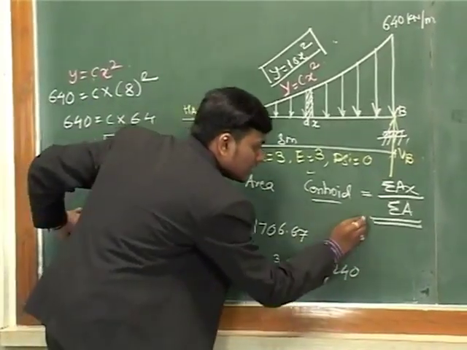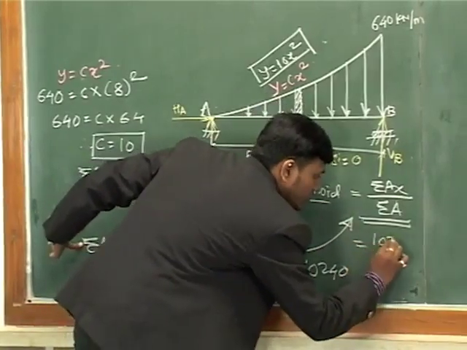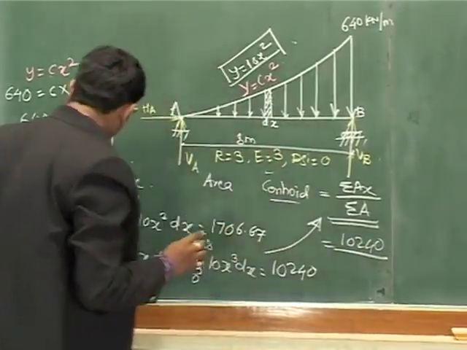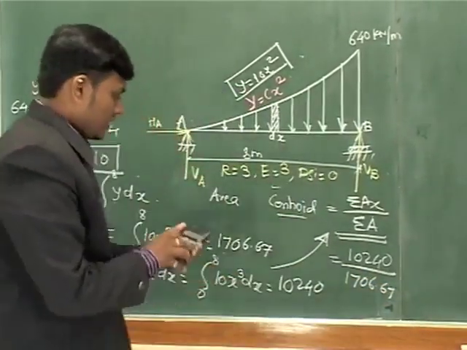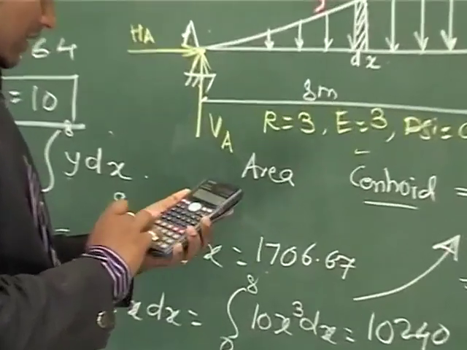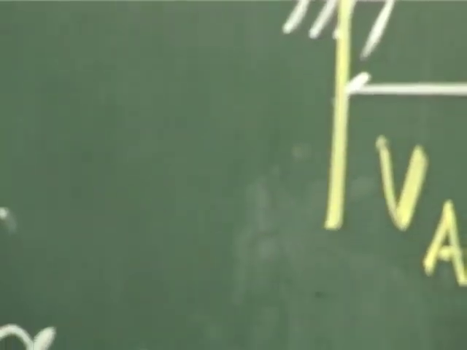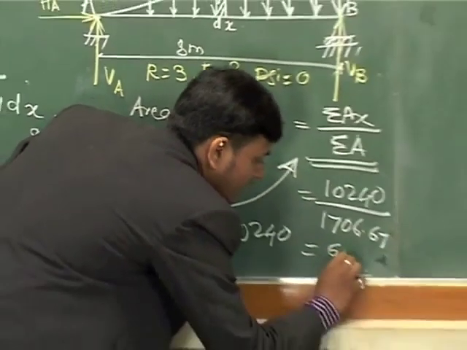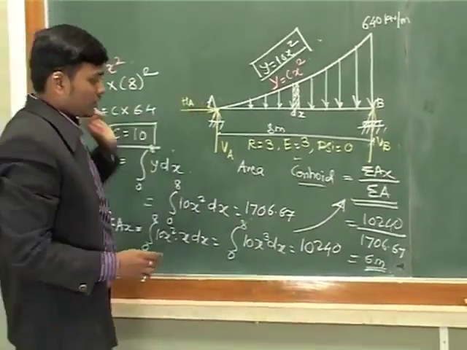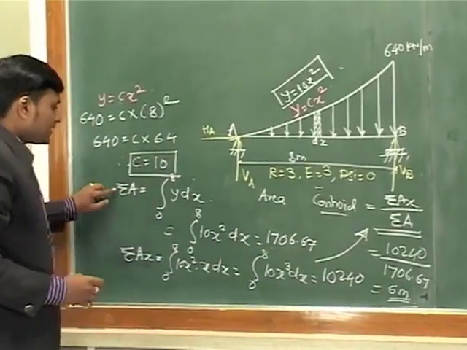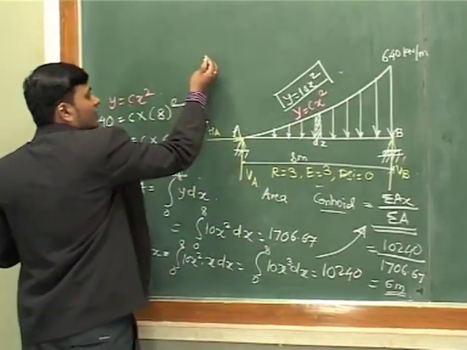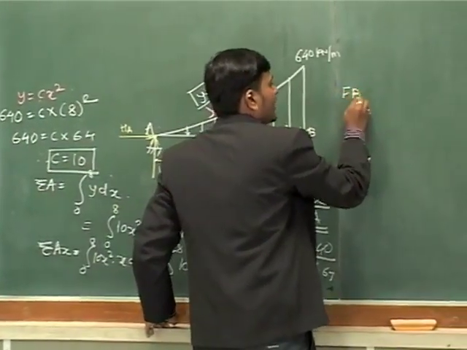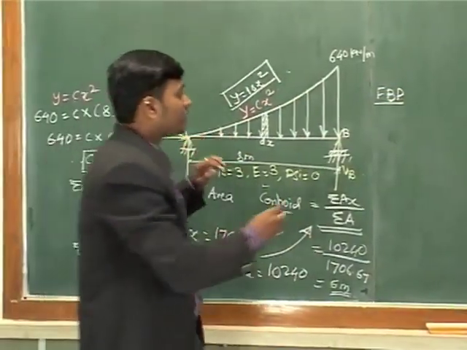When you substitute in the centroid formula, it will be 10240 divided by the summation of area, which is 1706.67. It comes out to be 5.99, which is around 6. So we'll consider it to be 6 meters from A. This is the centroid, 6 meters, and this is the magnitude of force when you convert it into a point load. Your FBD, that is, the free body diagram for this particular beam, will look like this.